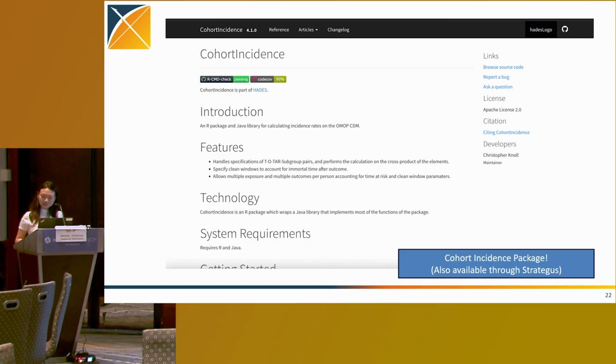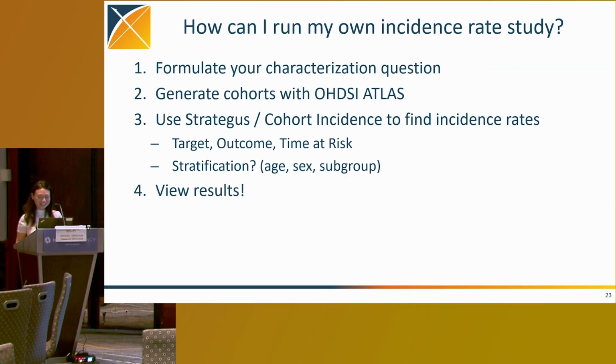So the next important question is, how can I run my own incidence rate study? The really simple answer is that we have a package for it. Just like most things in OHDSI, we have a package for it. This package is the Cohort Incidence package. If you're familiar with the Strategist toolset, this package is also within Strategist, and I find that that's the easiest way to hand off your code to someone: run something through Strategist. So if you're familiar with that, great. If not, don't worry about it.